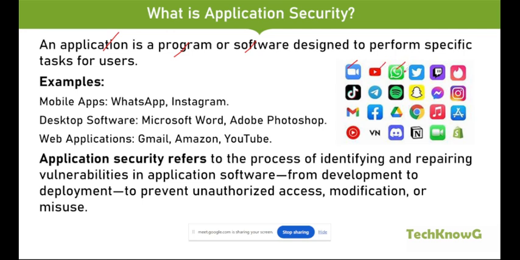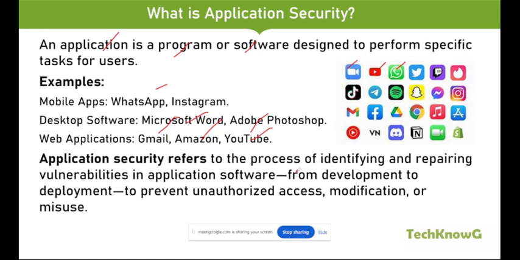YouTube, WhatsApp, Instagram are mobile apps. Microsoft Word and Adobe Photoshop are desktop software. Then web applications like Gmail, Amazon, YouTube. So these are all web applications. So then what is application security?